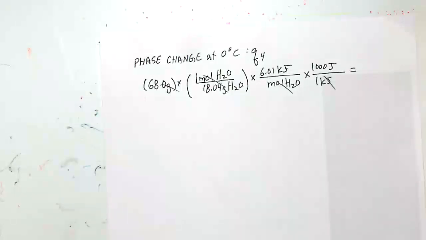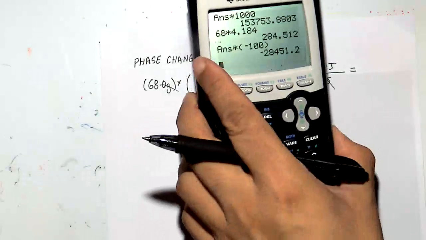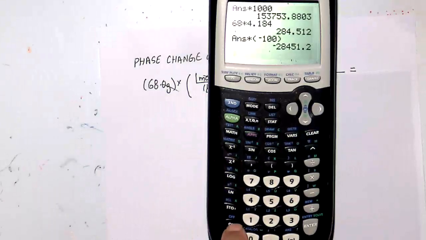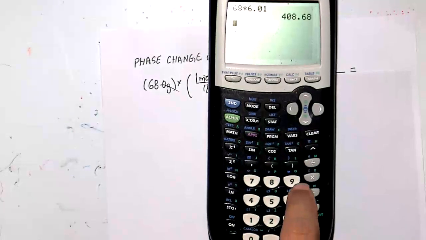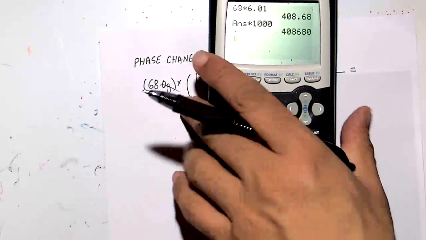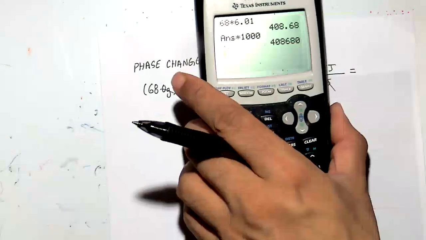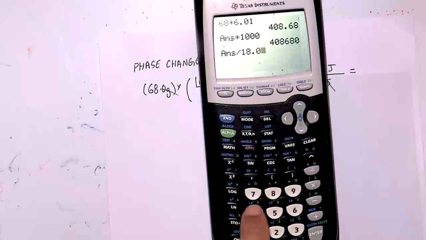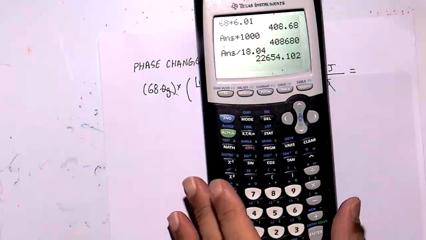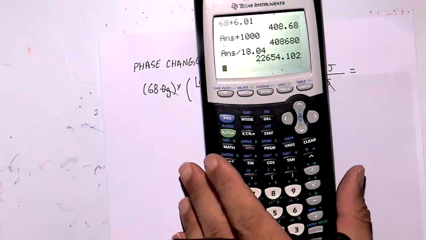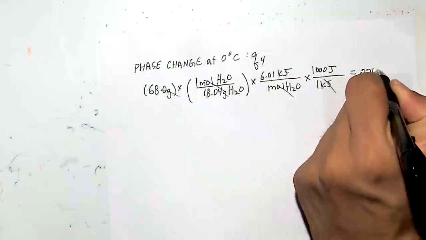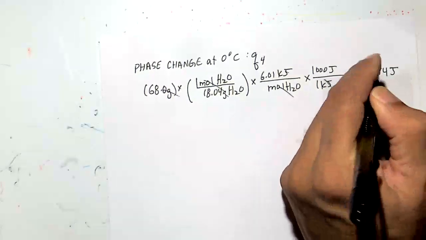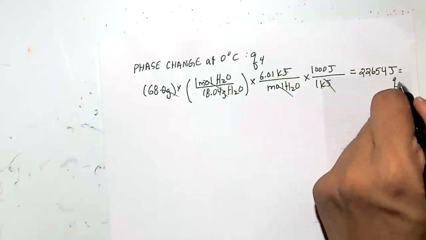And what is this on our calculator? 68 times 6.01 times 1,000, divided by 18.04. 22,654 joules. 22,654. Okay, this is Q4.